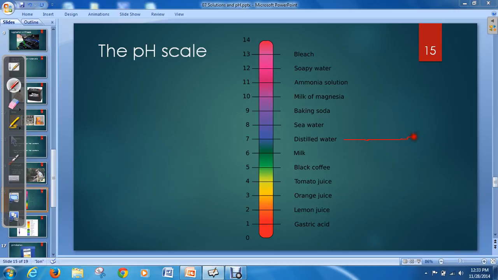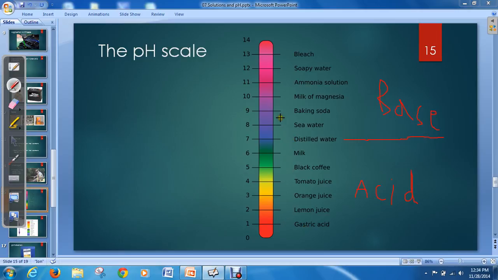Everything above 7 is a base. Again, apologies for the poor spelling on the touchpad. But everything above 7 is a base, and everything below 7 is an acid. And so the further you go down the scale, from 7 down to 1, that's the stronger acid. So gastric acid is probably one of the strongest acids we know of.